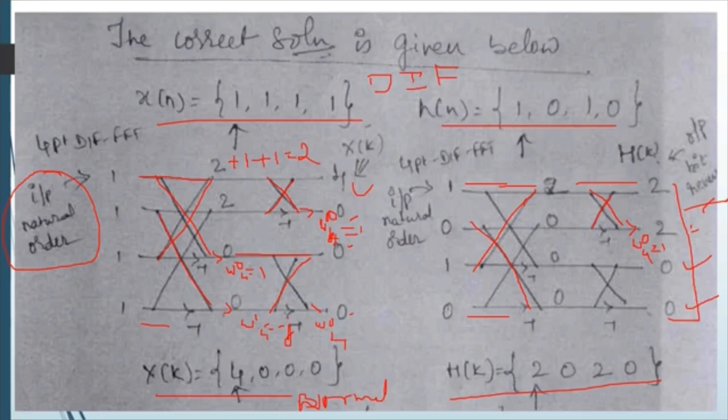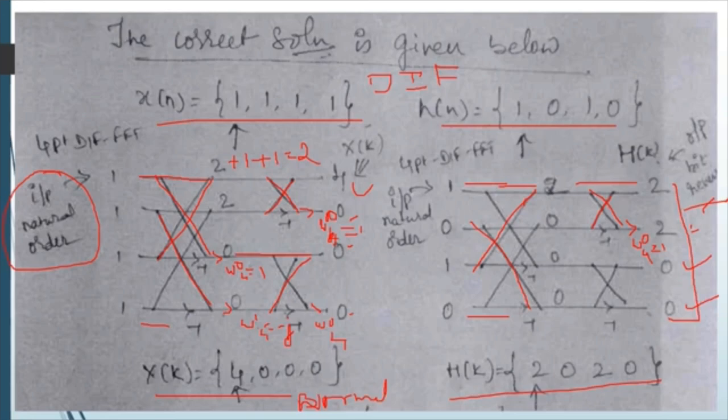Take the given sequence x of n. We are using the DIF FFT algorithm here. The inputs are in normal order, and the outputs are in bit reversal order. So while writing the output, you should write it in normal order. Whatever output is obtained in bit reversal order, write it in normal order.